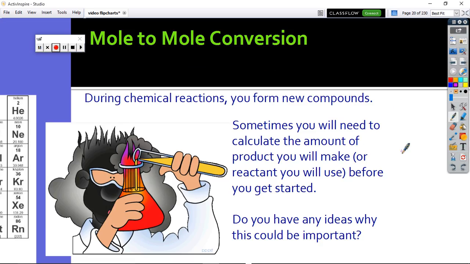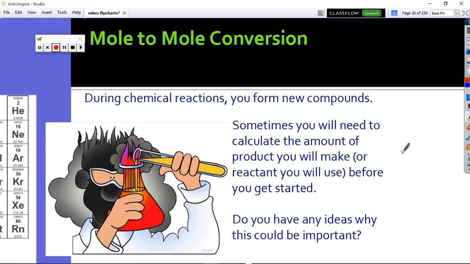So during chemical reactions, we always make a new compound. Sometimes we're going to want to calculate what this compound is in advance, or we might want to calculate how many moles of reactants are going to be used before we get started with the reaction. Think about it if you have any ideas why it might be important to do this before you get started. We'll be talking about that in class.